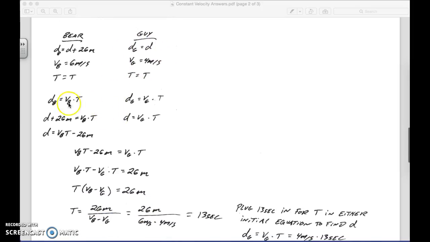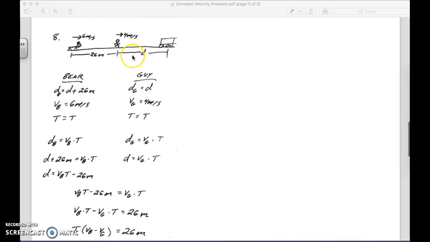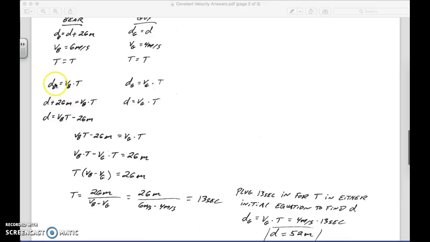All right, so I have my equation, which is displacement equals velocity multiplied by time. I have that for the bear. I have that for the guy. So here's bear stuff, guy stuff. Where I have displacement of the bear, I'm plugging in d, that's the d from the picture, plus 26 meters. So instead of displacement of the bear, I've got d plus 26 meters. That's going to equal the velocity of the bear multiplied by time. I didn't mess with this right side of the equation.